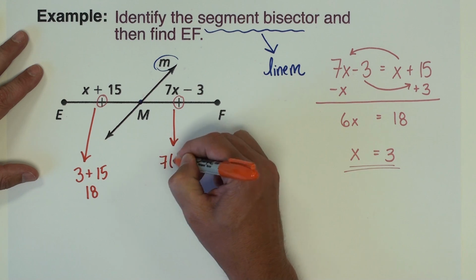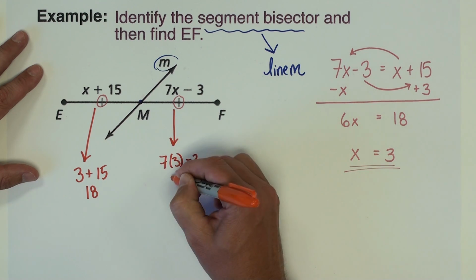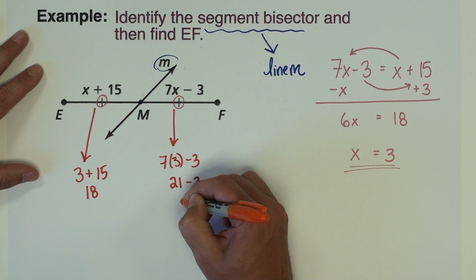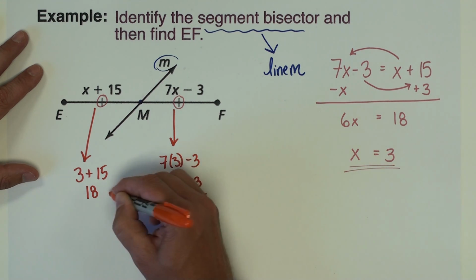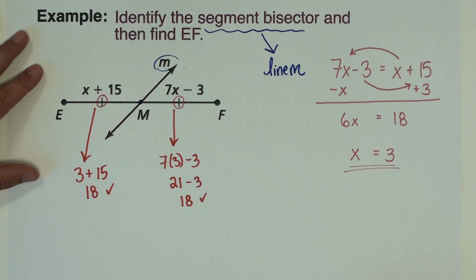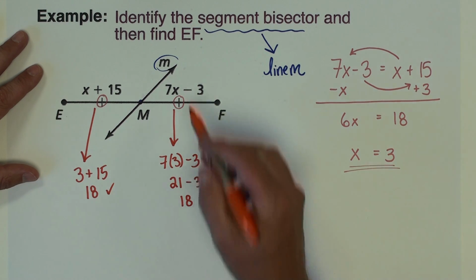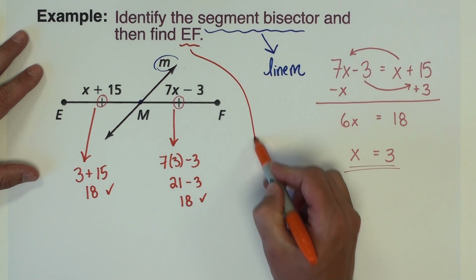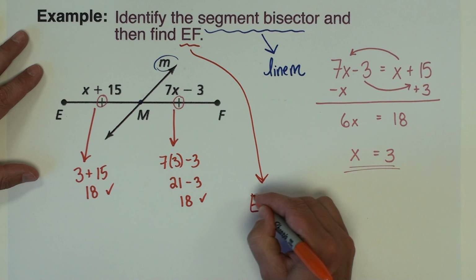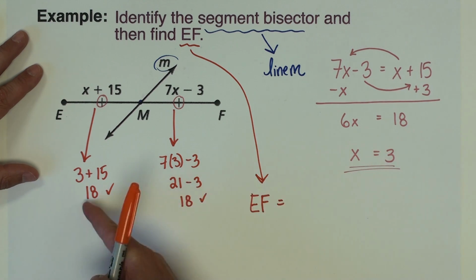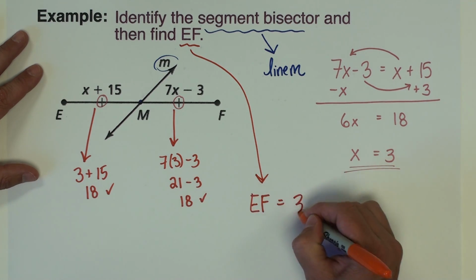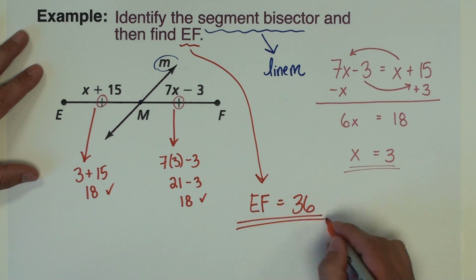So 7 times 3 minus 3 is 21 minus 3, which is 18. So they have checked out, both sides are the same. So the length of EF is going to be 18 plus 18, which is 36.